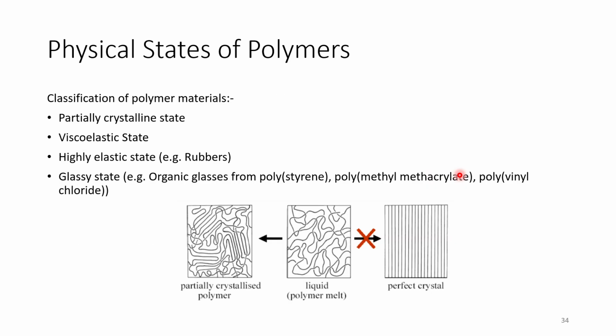Next is physical states of polymers. So firstly, classification of polymer materials. It's partially crystalline state, viscoelastic state, and highly elastic state, which is rubber. Then you also have glassy state, which has organic glasses from polystyrene, polymethyl methacrylate, and polyvinyl chloride.